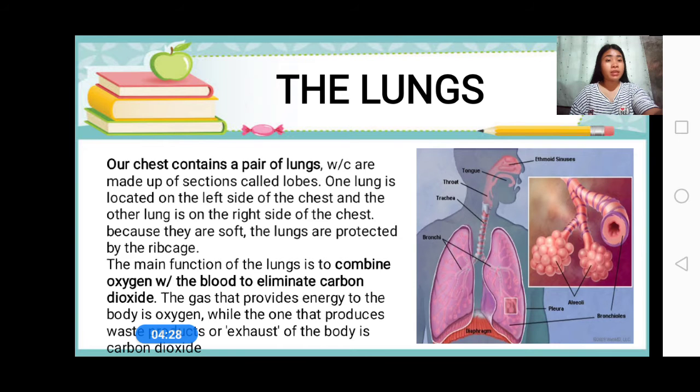Do you understand me? How many lungs do we have? Two. Okay, so we have a pair of lungs. So there are two lungs here. One, two. So it is made up of what? Lobes. So what is the main function of the lungs? To combine oxygen with the blood and to eliminate carbon dioxide. What is the next major organ? The lungs. Okay, so how many lungs do we have? Two. Okay, a pair of lungs.